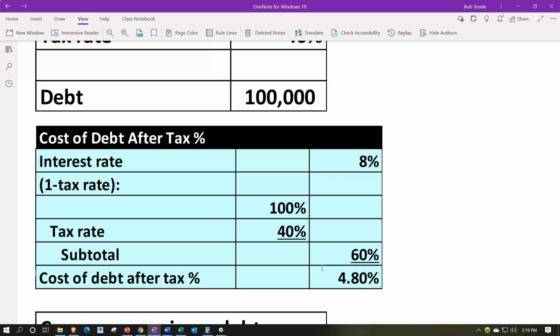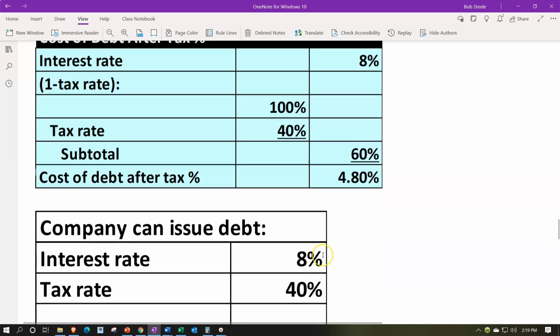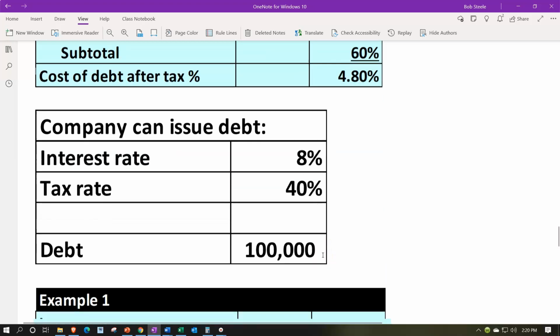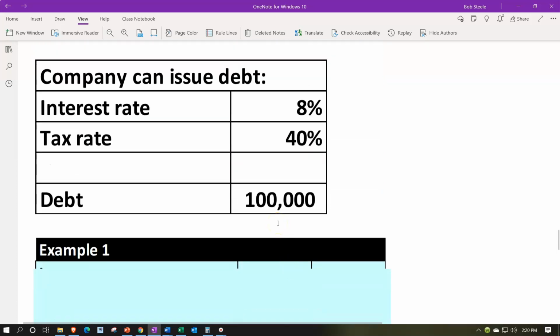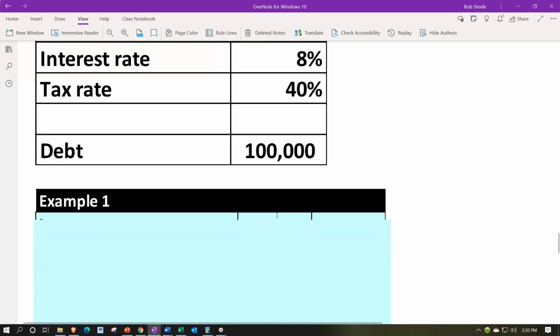That means when we compare it to other options that don't have a tax impact, equity options, for example, possibly, then we want to use the 4.8 to be fair between the options. And then down below, we've got the 100,000. Let's try to do this intuitively and say, let's pull in the debt of the 100,000 and then recalculate what the actual cost would be in terms of dollars and in terms of percent.